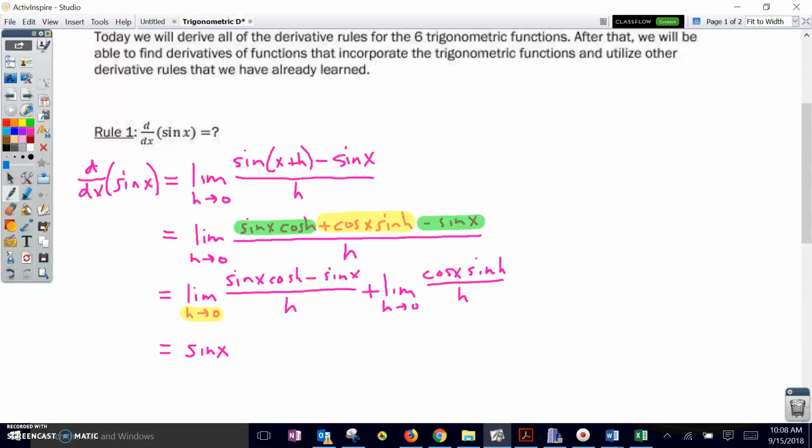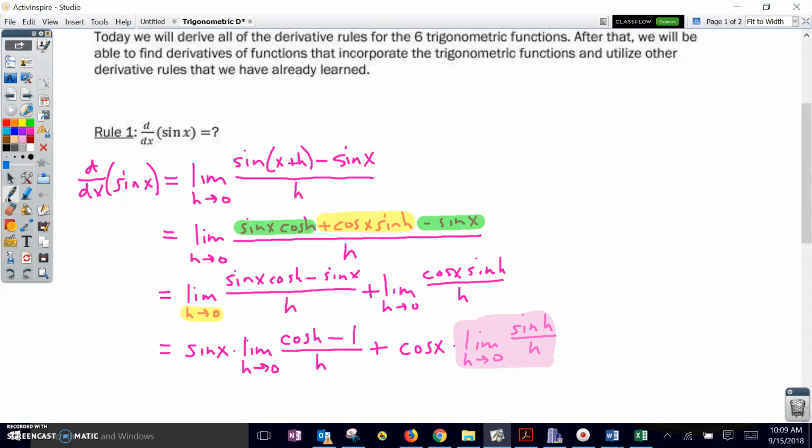And that turns this first limit into sine of x times the limit as h goes to 0 of what's left behind, cosine of h minus 1 all over h. We can do the same thing with the cosine of x in the second limit. Since it's constant, we can factor it out, and that gives us the cosine of x times the limit as h goes to 0 of sine of h over h. Now this limit is one that we should recognize. We should know that that limit is equal to 1.